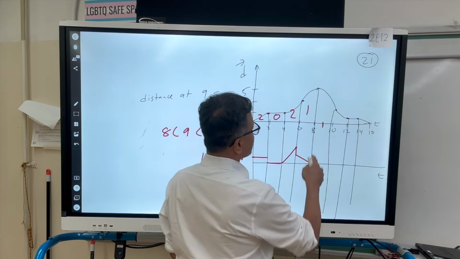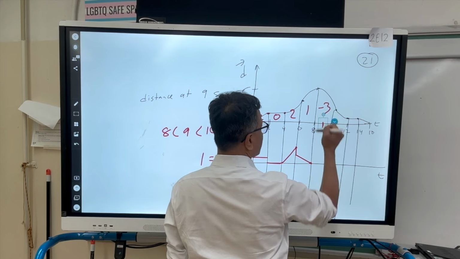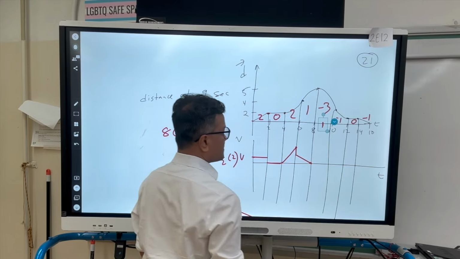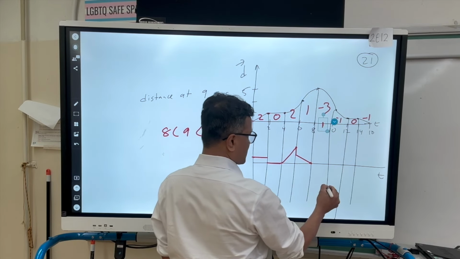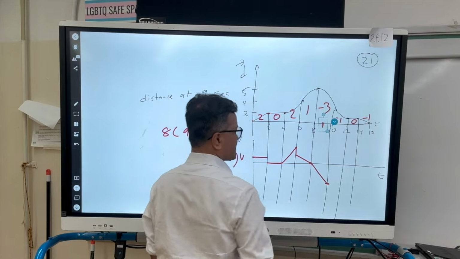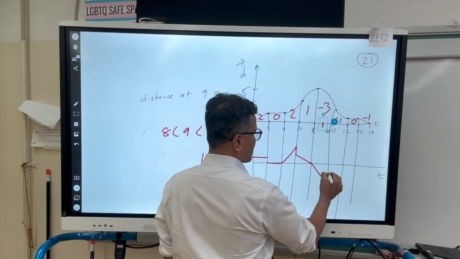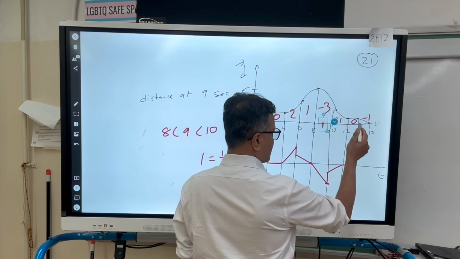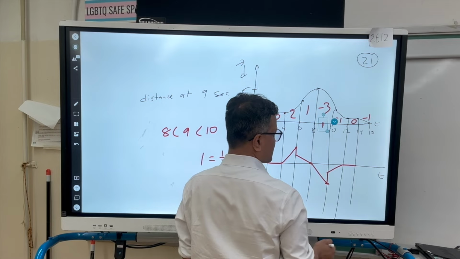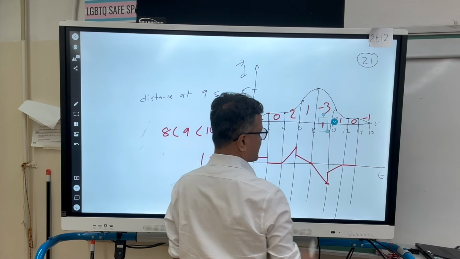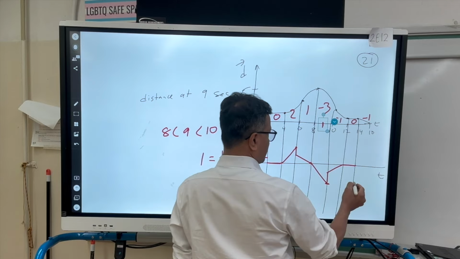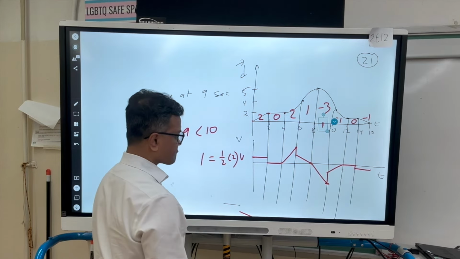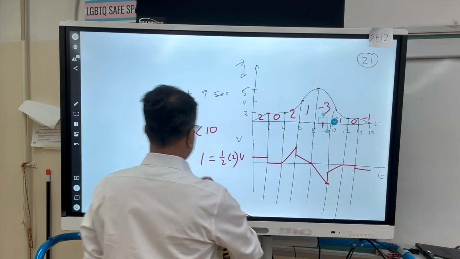Here the velocity is negative 3. This is 1, negative 1. This is 0. This is negative 1. Okay, so the velocity is negative 3. So this is negative 3. Okay, this velocity is negative 1. Velocity is 0. And the velocity is negative half. Okay. All right. So 9 seconds.